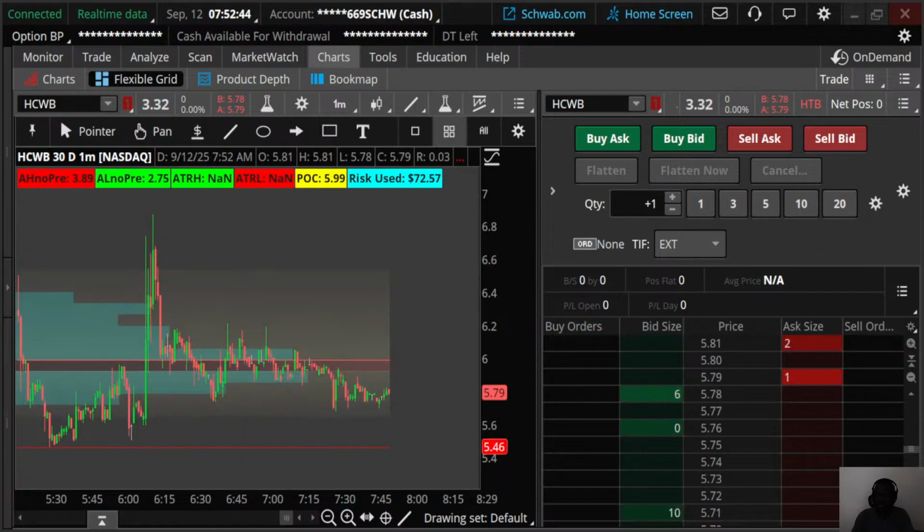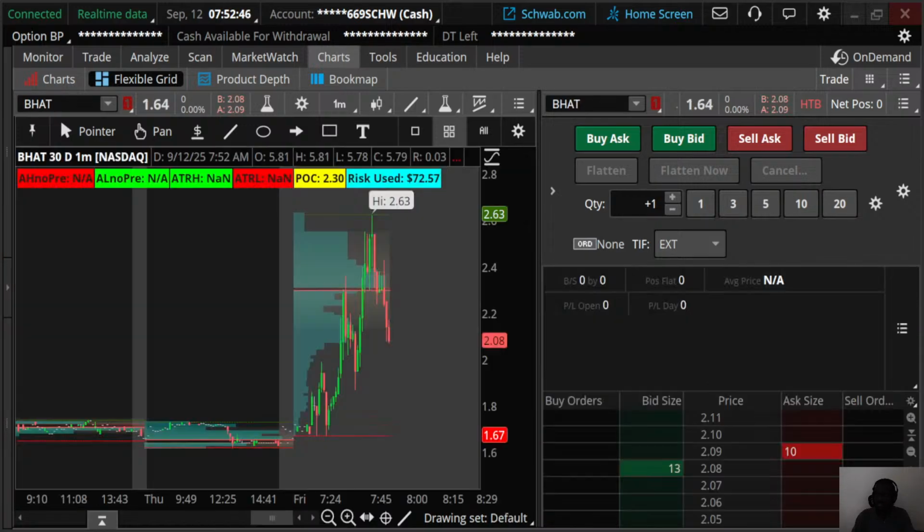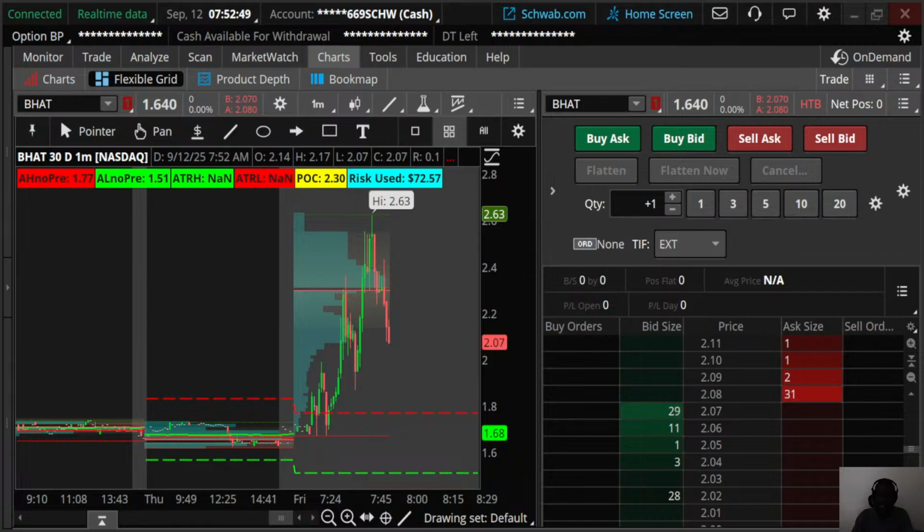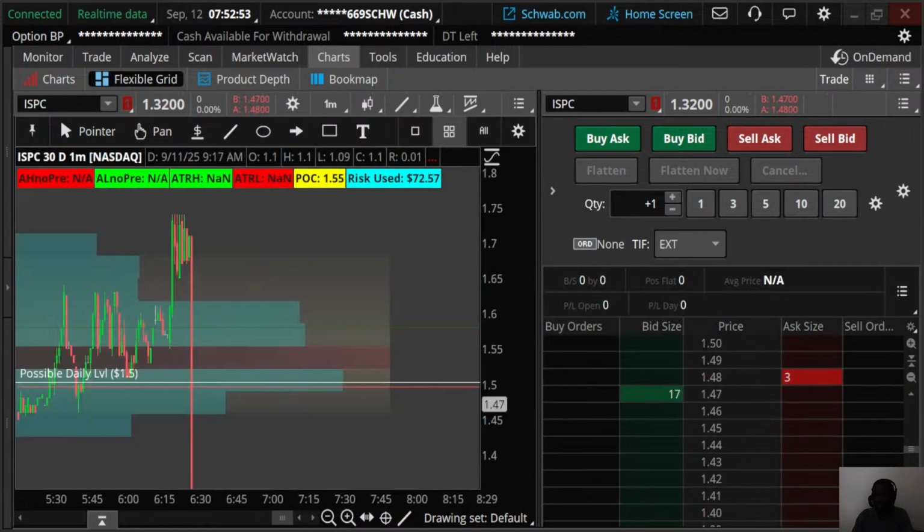WLDS trash. HCWB, BHAT, don't know what that is, but it's a lower price, so I probably won't be looking at that.